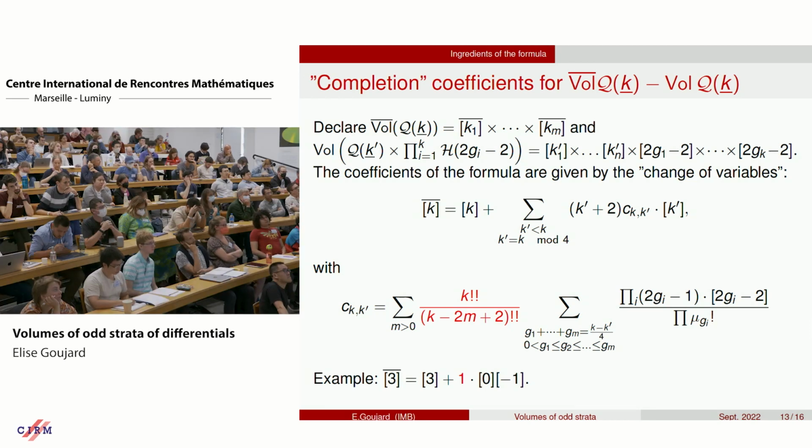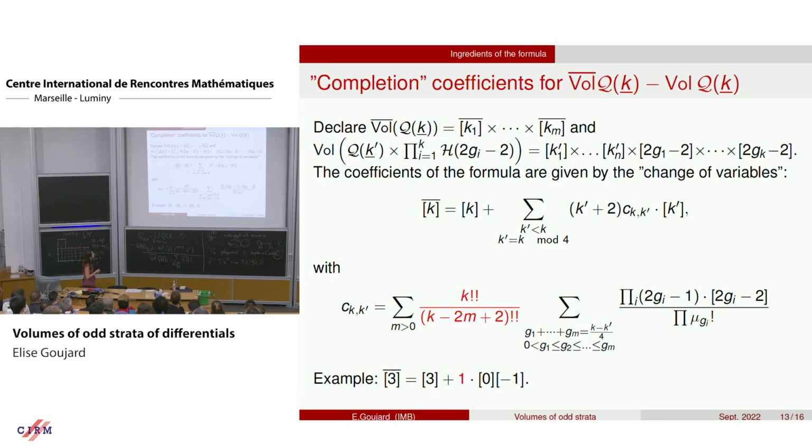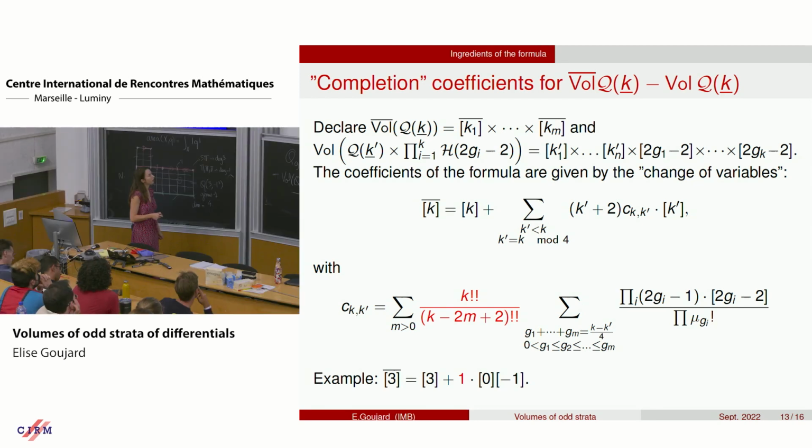But then how to compute the coefficients appearing in the formula? You just declare that you have the following change of variables. The variables k bar that appear here are in fact just linear combinations of these variables k with this kind of coefficients. And the coefficients that we were trying to explain for a really long time were these nice double factorial coefficients appearing here.